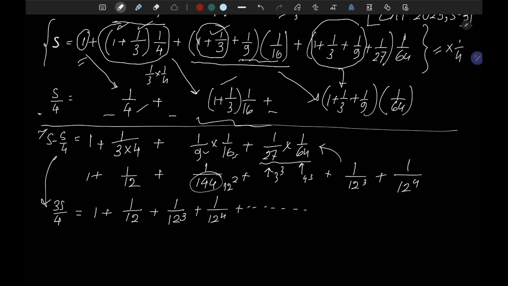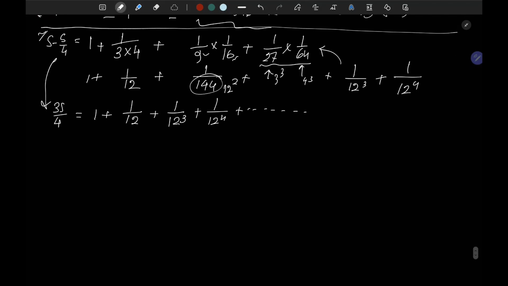Now if you do not know the sum of n terms of a particular GP series, it is given by a into r power n minus 1 by r minus 1, where a is your first term, r is the common ratio, and n is the number of terms.